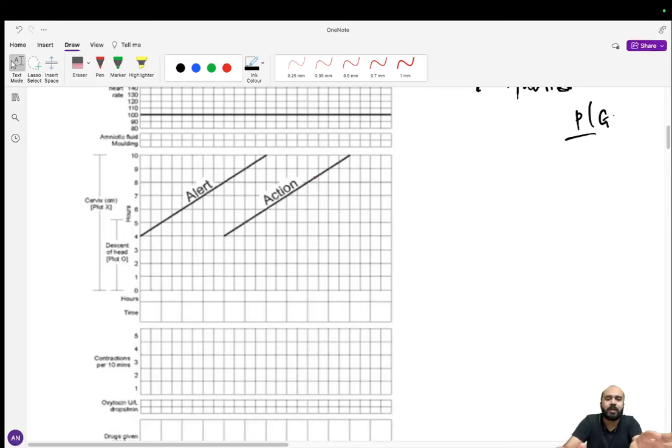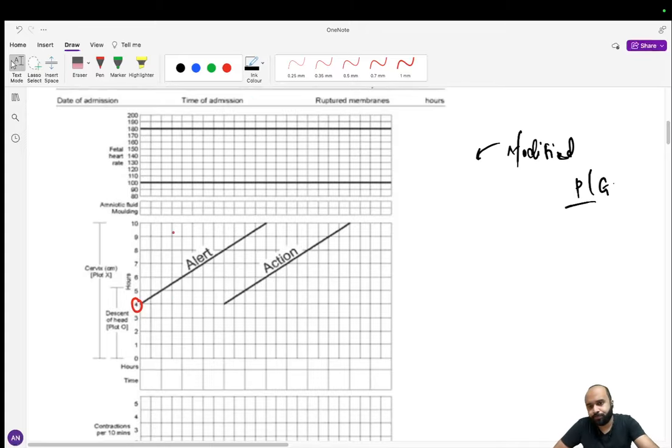There is no space for latent labor in this modified partograph, which came 4 years after the composite partograph. The alert line starts here at 4 centimeters, so latent labor is not considered, and they have said that your patient can be in latent labor as long as it wants. This was a major modification and it significantly reduced unnecessary interventions and cesarean sections for patients.